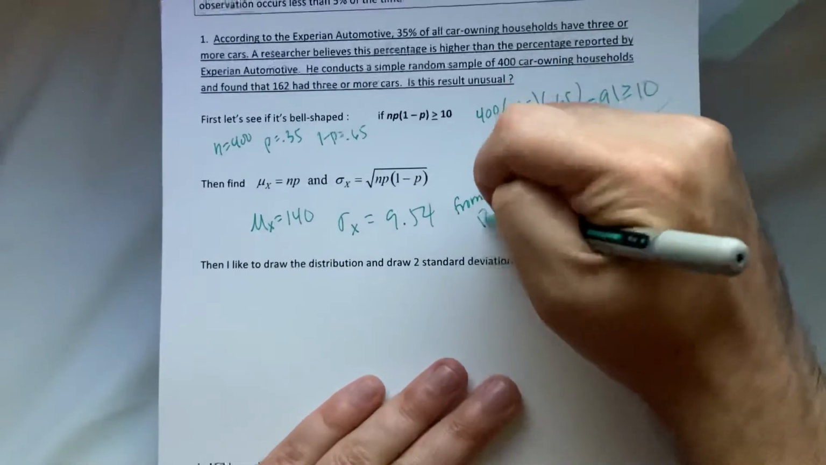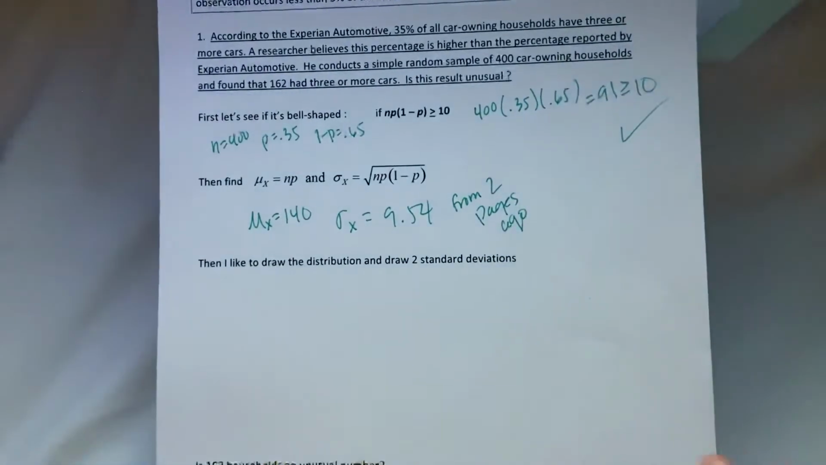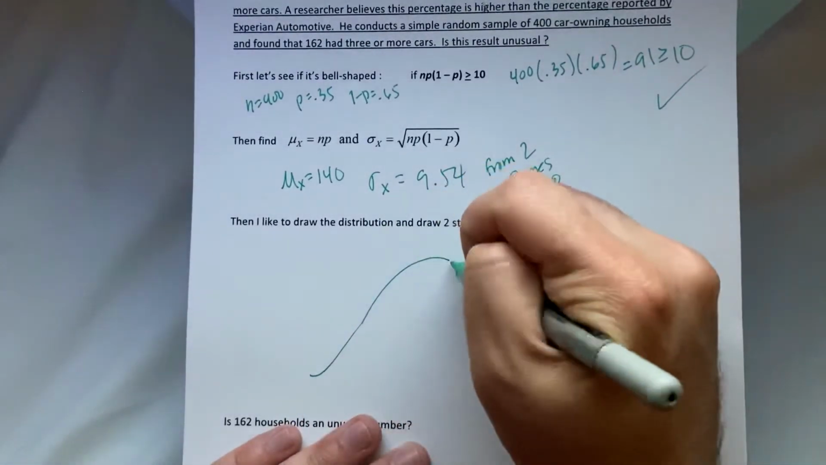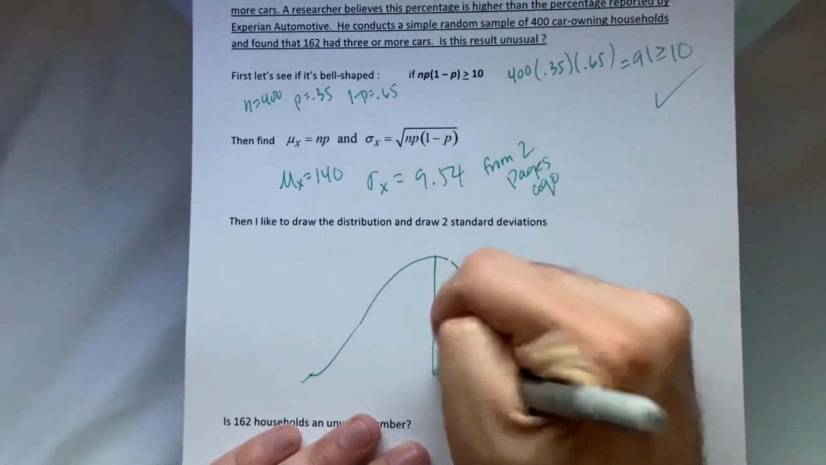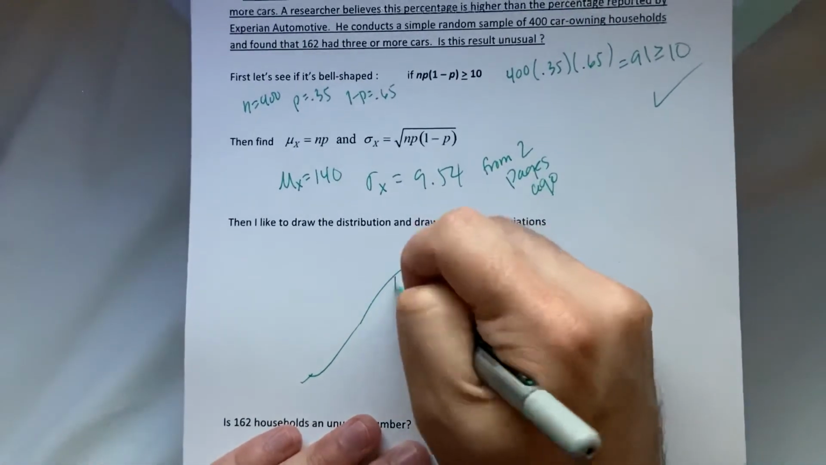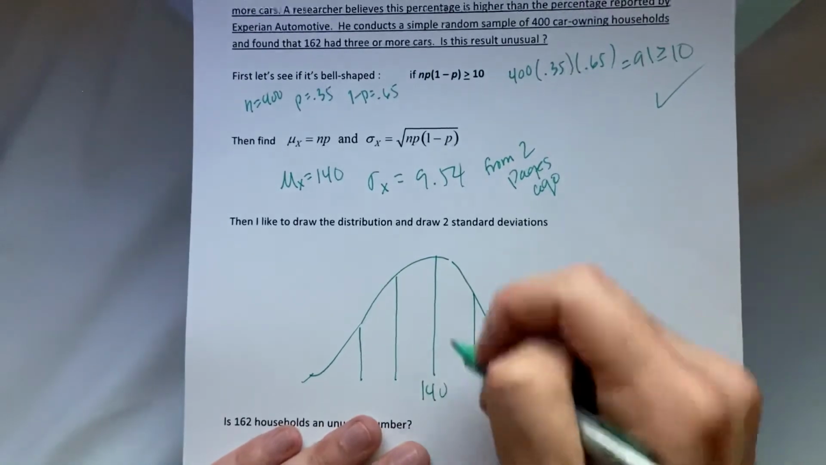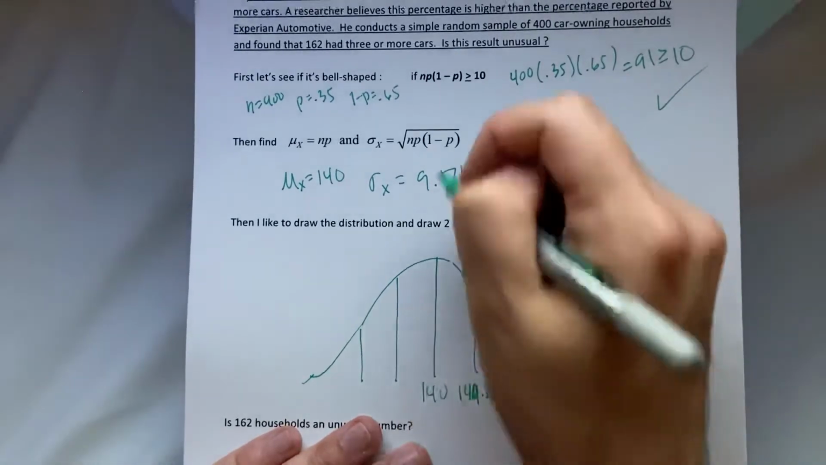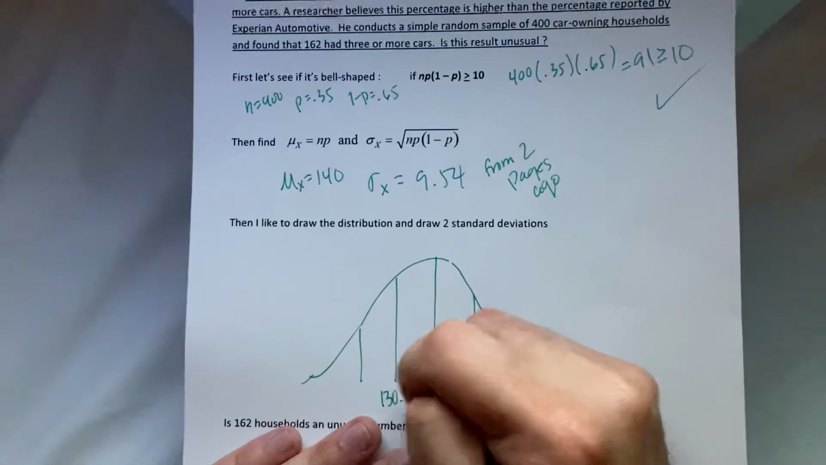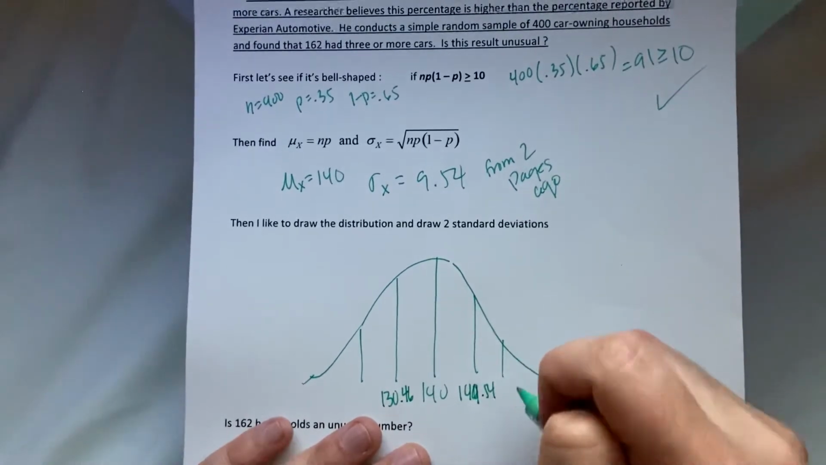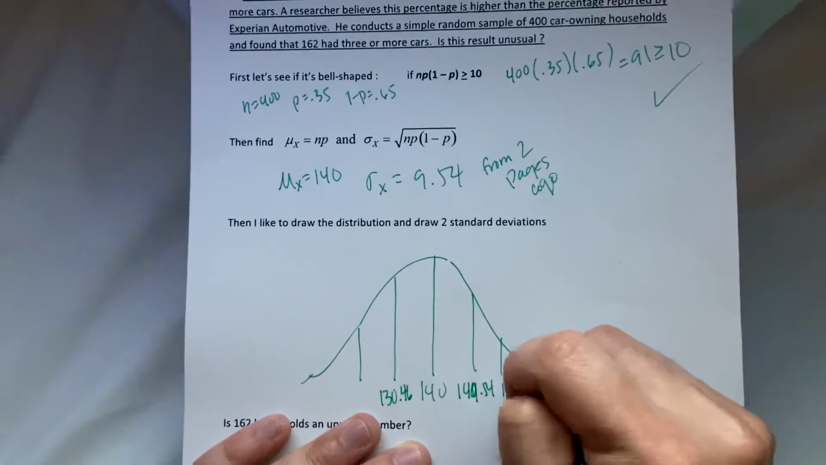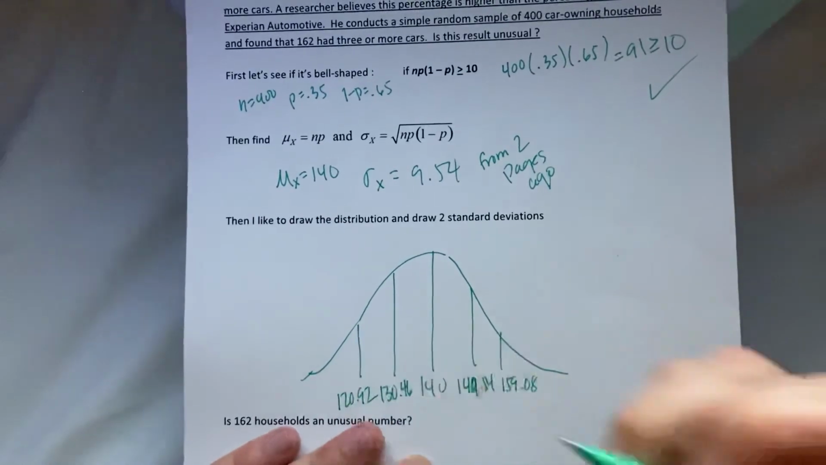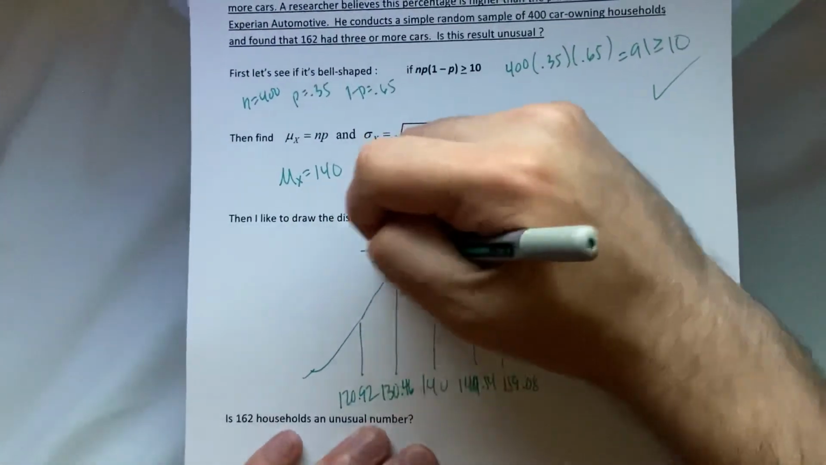Some people like to draw the distribution to visualize it. This is our distribution. We have our mean of 140. For each standard deviation to the side, I add 9.54, so it's 149.54. On the left side, subtract 9.54, that's 130.46. Add another 9.54, that would be 159.08. And this one becomes 120.92. So this is the middle 95%.